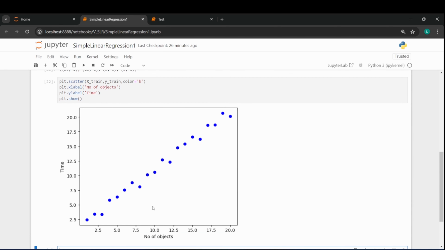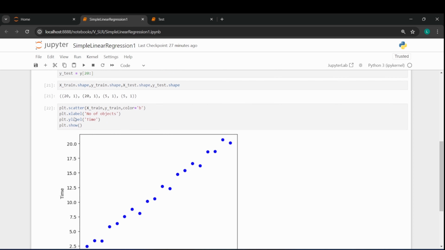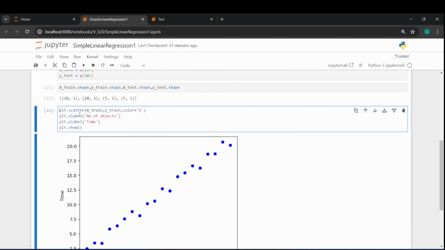So this is how the training data looks in the graph. The number of objects is represented on the x-axis and the time it took is represented on the y-axis. Now we have to draw the best fit line that best fits these data points. Let's also visualize the line to see how it looks.